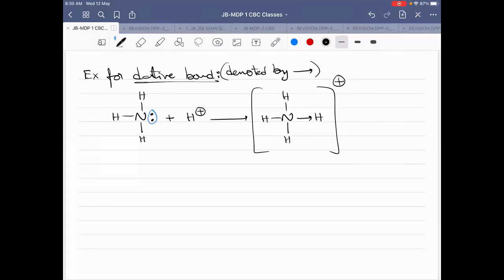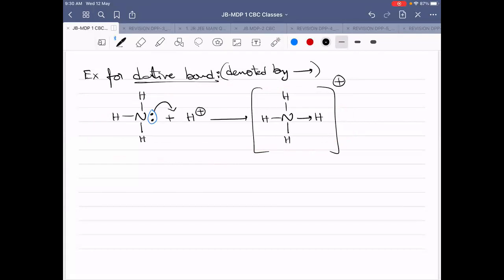Sir, how many overlappings will be there in a pi bond? Two overlappings will be there. Upper lobes will have one overlapping and lower lobes will have another overlapping. Example for coordinate bond I have given. That is what you are seeing here. Nitrogen is sharing its electron pair into bond formation. Understanding? Yes, Manan?